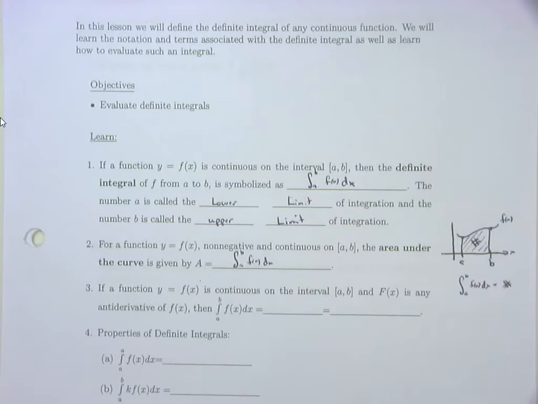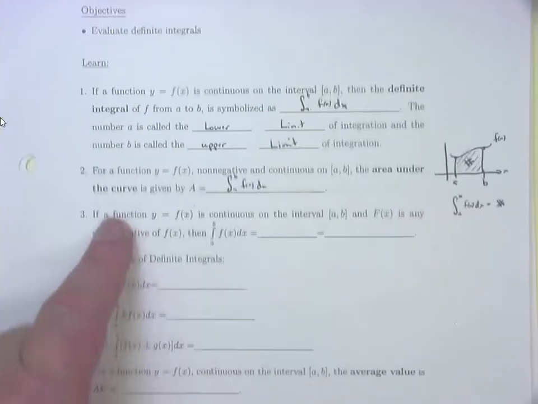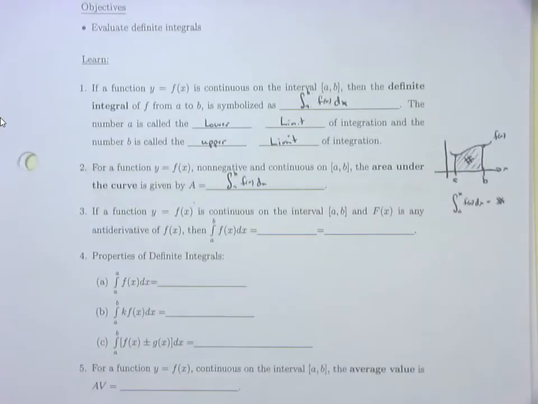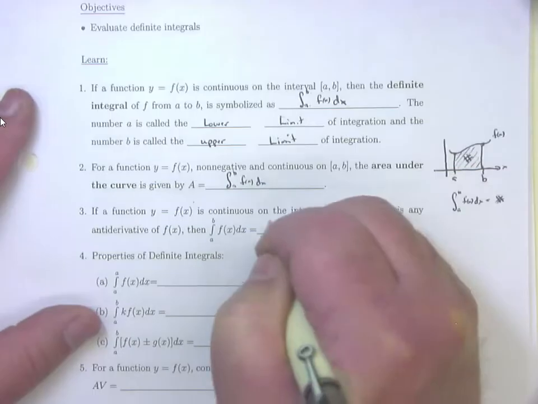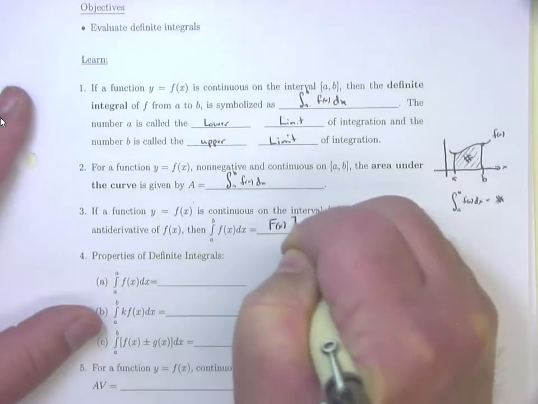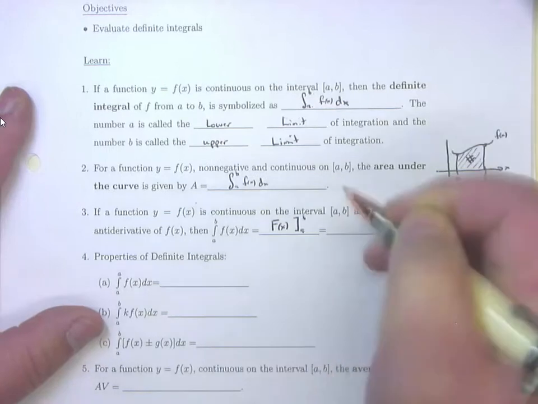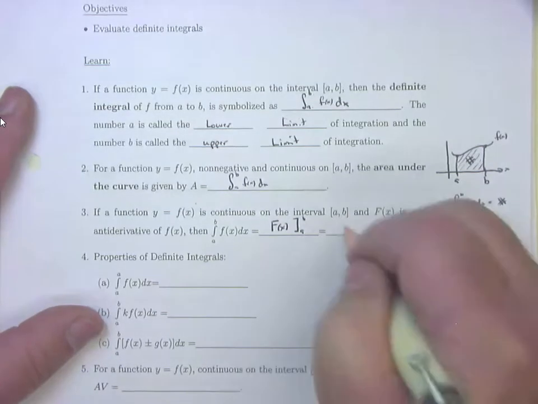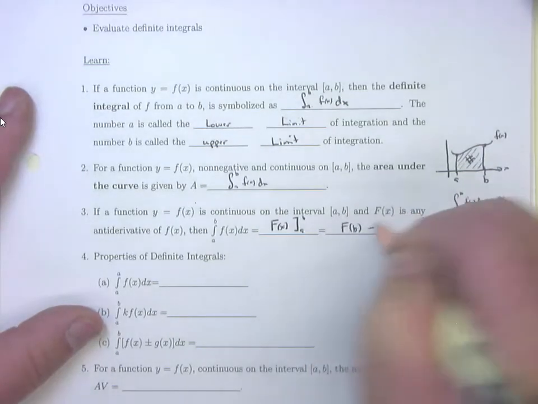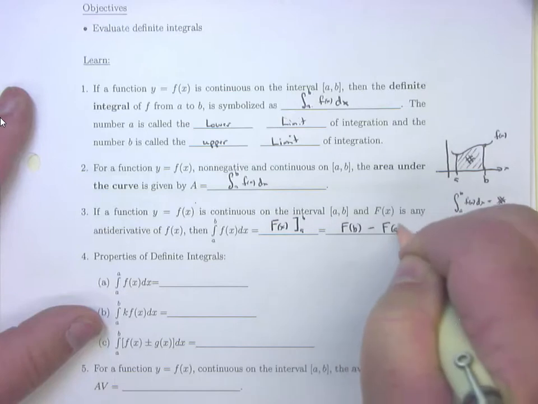So, if a function y equals f of x is a continuous function on an interval between a and b, and big F of x is any antiderivative of little f of x dx, then the integral from a to b of f of x dx is equal to big F of x evaluated from a to b, which is equal to big F of b, plug in top, minus big F of a, plug in bottom.